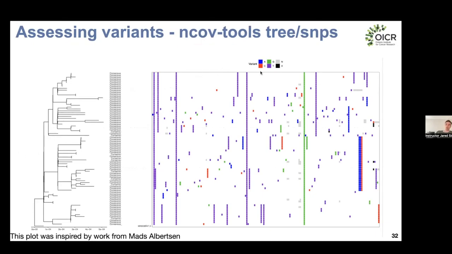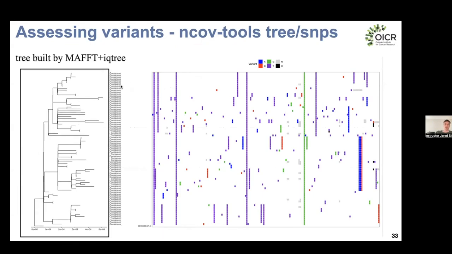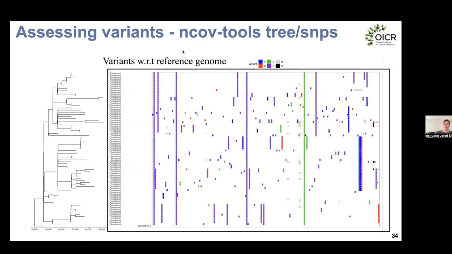And we call this our tree SNPs plot because we've built a phylogenetic tree on the left from all of our consensus sequences and ordered the sequences based on their placement in this phylogenetic tree. And then on the right, we've plotted every position of the genome with a colored box if there's a SNP in that position with respect to the reference genome, which is plotted down here at the very bottom.